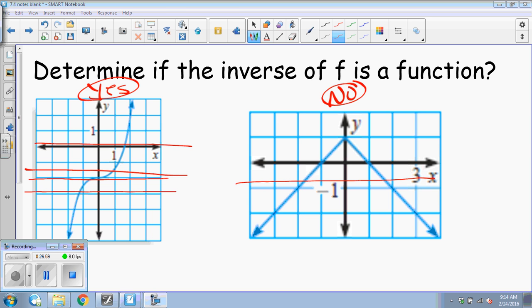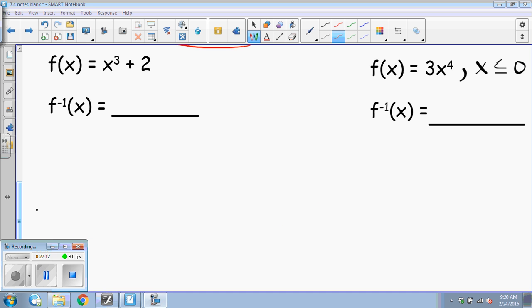So, her question was, the vertical line test is just for the original? Yes. The horizontal line test is just for the inverse? Right. Anything else? Okay, so two more examples of regular finding the inverse.